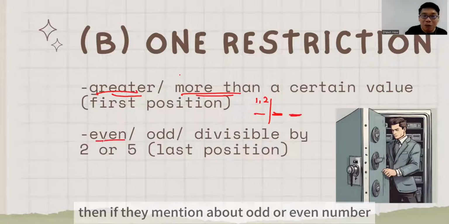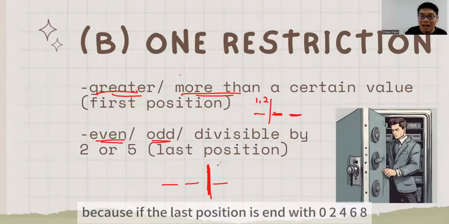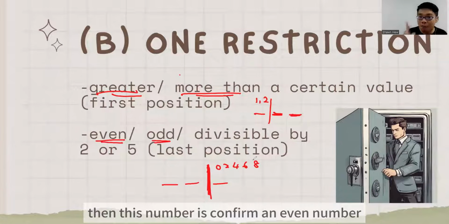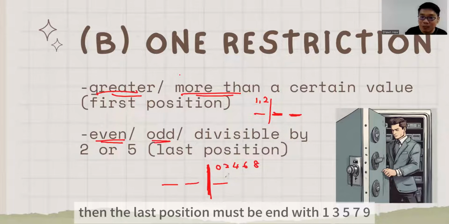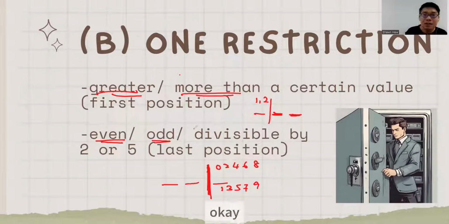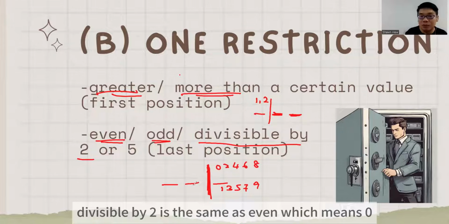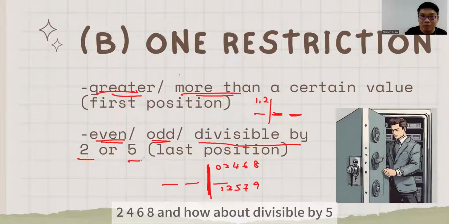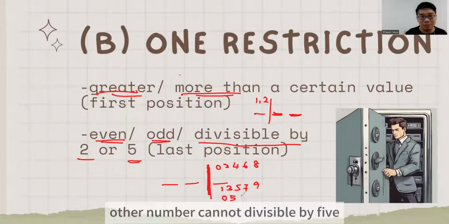Then if they mention odd or even numbers, then again it is the last position, because if the last position ends with 0, 2, 4, 6, 8, then this number is confirmed to be an even number. Agree or not? If it's an odd number, then the last position must end with 1, 3, 5, 7, 9. Okay, then if they mention divisible by 2, divisible by 2 is the same as even, which means 0, 2, 4, 6, 8. And then how about divisible by 5? It means that the last position can only be 0 or 5. Other numbers cannot be divisible by 5.